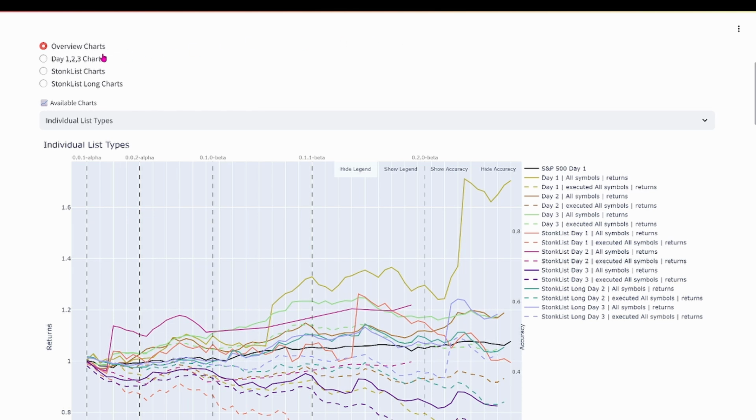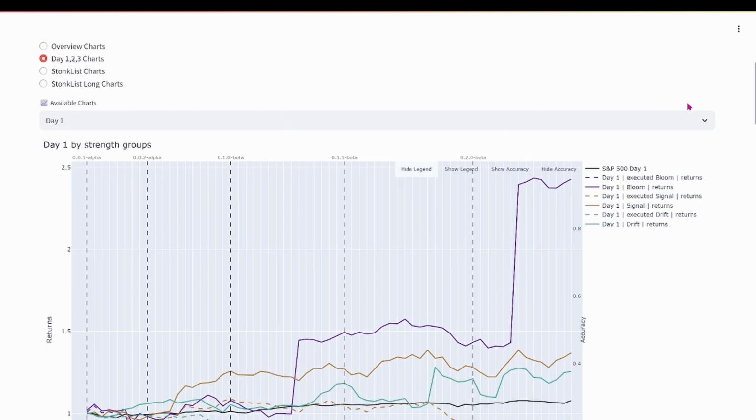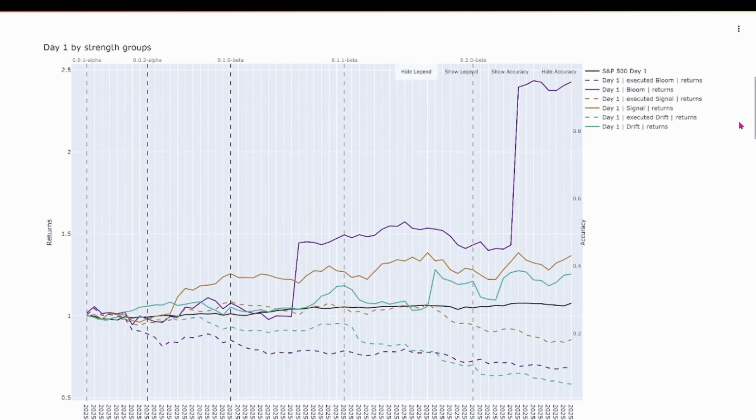Now let's zoom in on the day 1 forecast chart. Here you can see performance broken down by strength group. The Bloom group leads by far, showing around 143% gains in the last 3 months, followed by Signal and Drift. That makes sense. Rose AI is designed to place the strongest candidates in Bloom, then Signal, then Drift, and most of the gains in Bloom did come from a handful of massive winners. This chart illustrates why day 1 Bloom group stocks are so powerful for momentum traders.